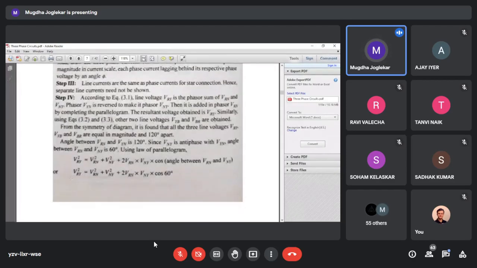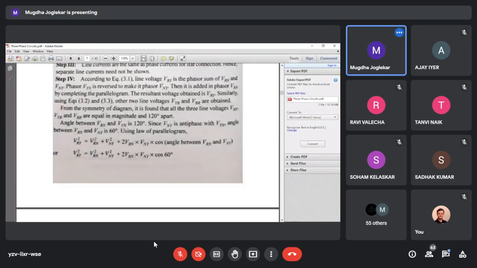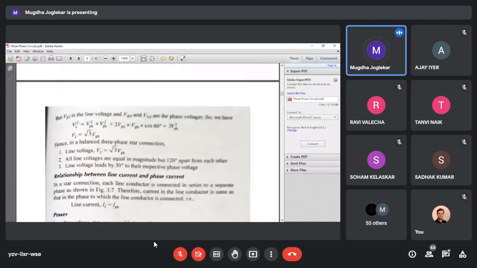Now what is VRY? It's VL, line voltage. VRN, VNY is a phase voltage. Substitute the values here. VL square is equal to VPH square plus VPH square plus 2 into VPH, VPH cos of 60. That is 3 into VPH square. So VL is equal to root 3 VPH. That is your final equation, the relationship between line voltage and phase voltage. Line voltage is equal to root 3 into phase voltage. By using this phasor diagram and the law of parallelogram, you can find the relationship between line voltage and phase voltage. Am I clear?